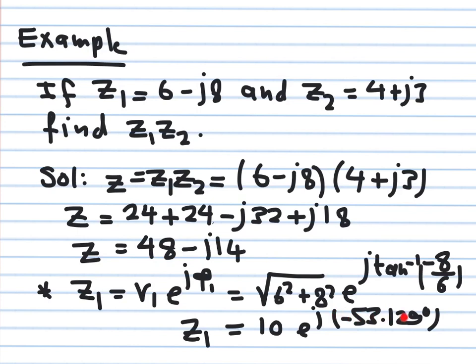I can take this one as it is, and the reason for this, as I explained, is that if you take a look at this answer, the calculator is telling you you are in this quadrant. This one here is minus 53 degrees. But indeed, in this fourth quadrant, the real part is positive, and the imaginary part is the one that's negative. So this is correct.